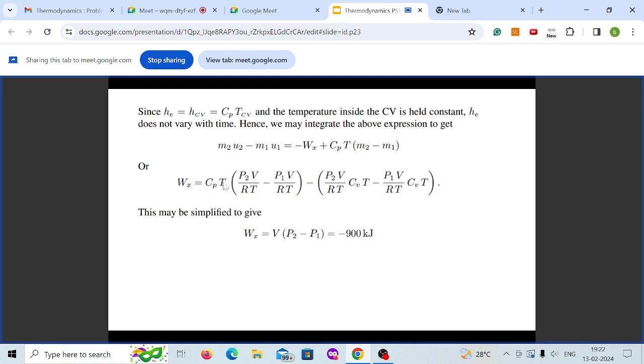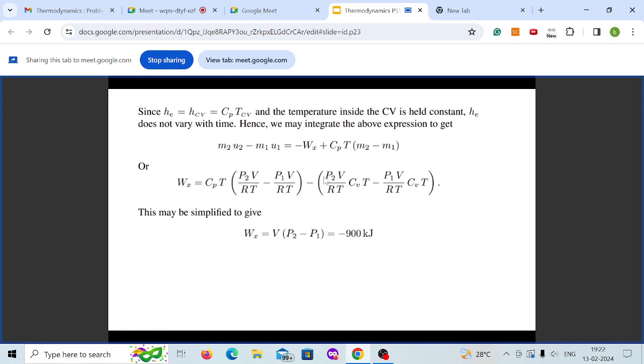Substituting that, Cp is known, 1.005, Cv is 0.718. The other values are all known: pressure is known, volume is known, temperature is known, R is known. R is Cp minus Cv, so you can substitute that. From this you can find out the work which is supplied to the heater to maintain the constant temperature.